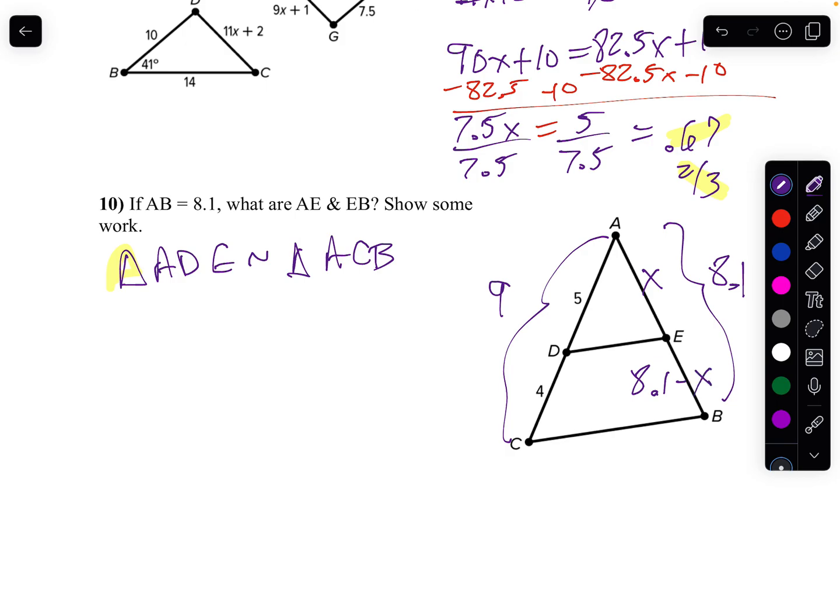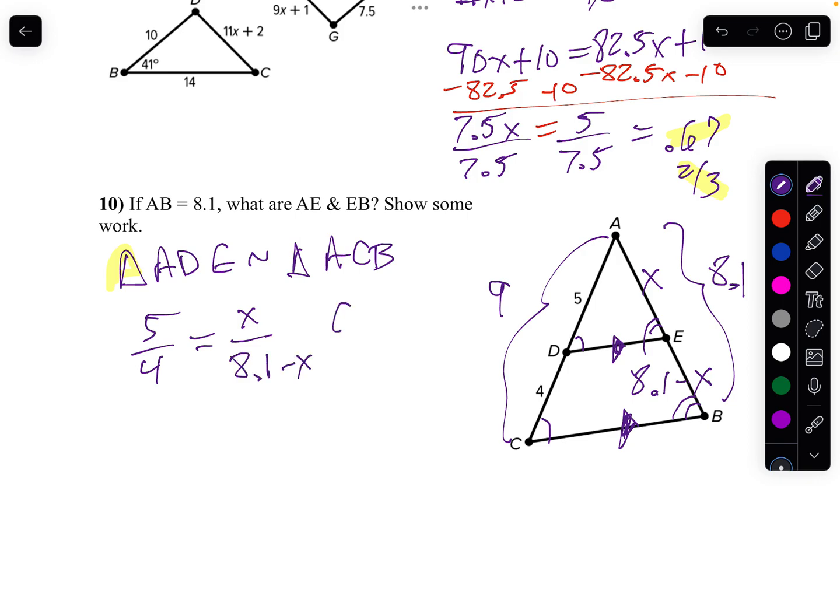Now, let's just do a proportion. If these two triangles are similar, I know angle D and angle C are the same. I know angle E and angle B are the same because they're similar. So I got parallel lines. I know they're cut proportionally, so let's do the proportion that's given to us. 5 is to 4 as X is to 8.1 minus X.